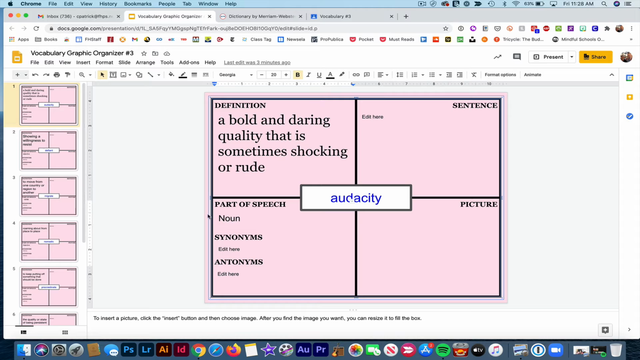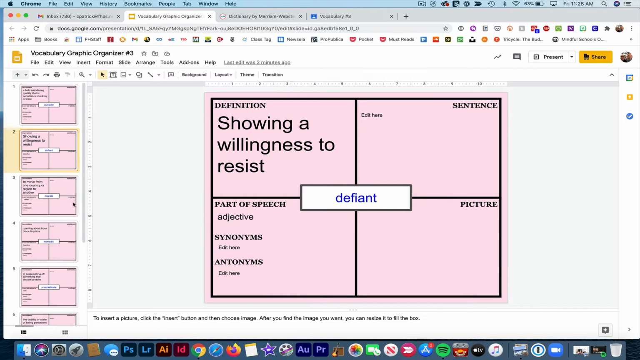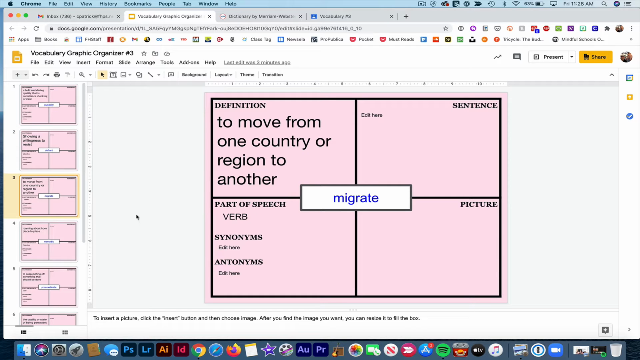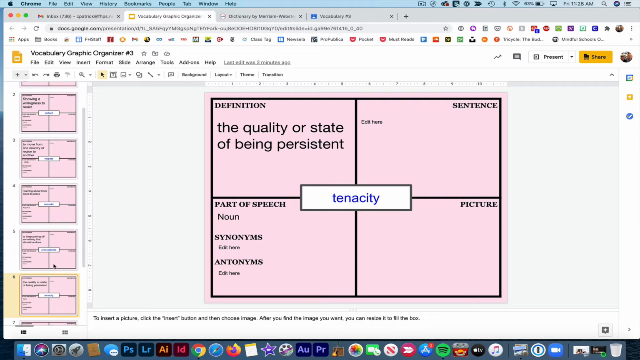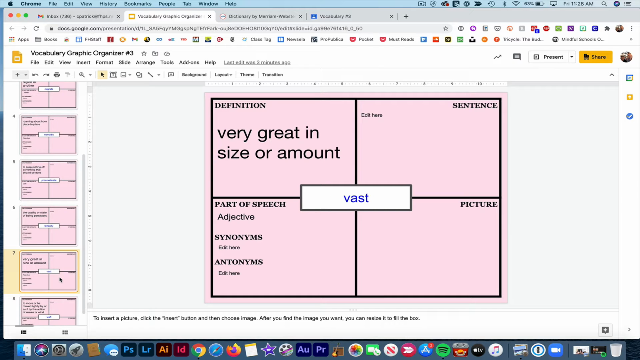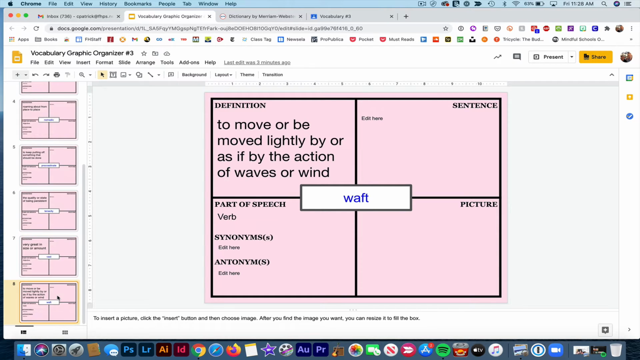So if you go there, you will find out that audacity is a noun, defiant is an adjective, migrate is a verb, nomadic is an adjective, procrastinate is a verb, tenacity is a noun, vast is an adjective, and waft is a verb.